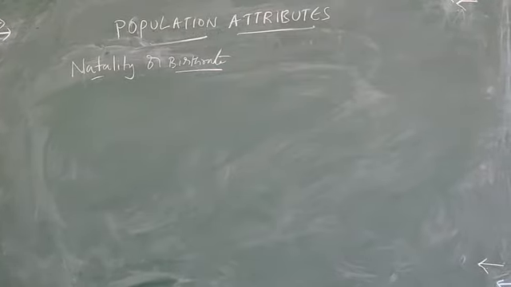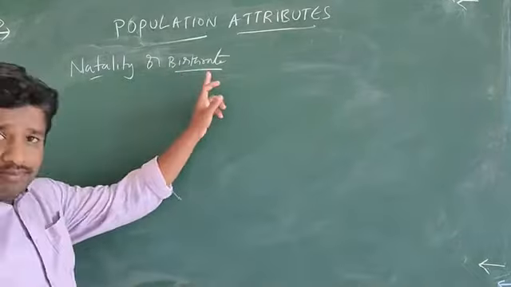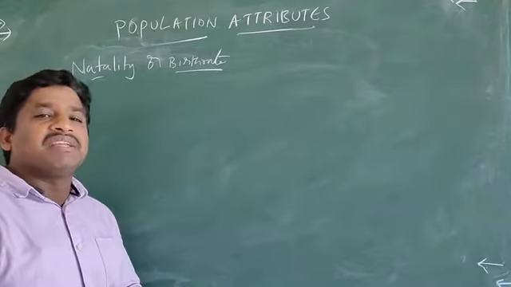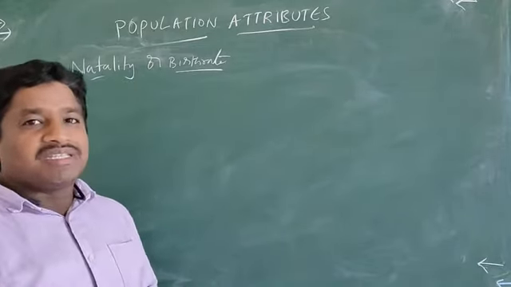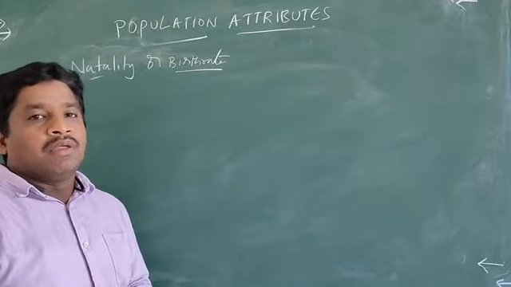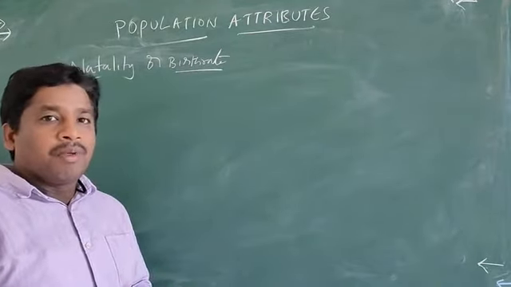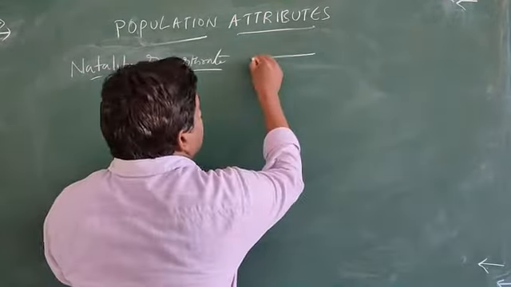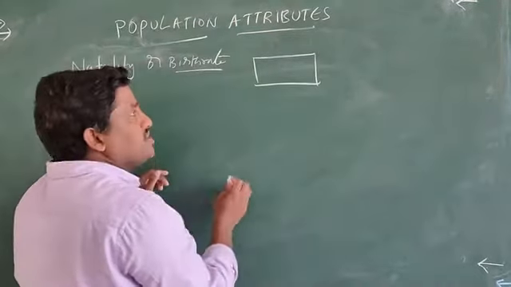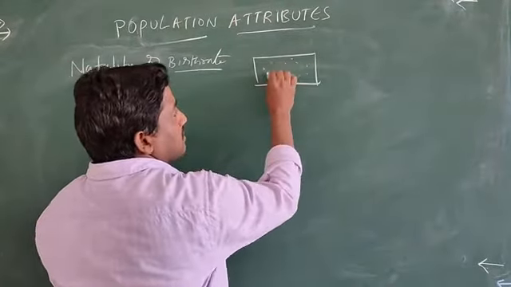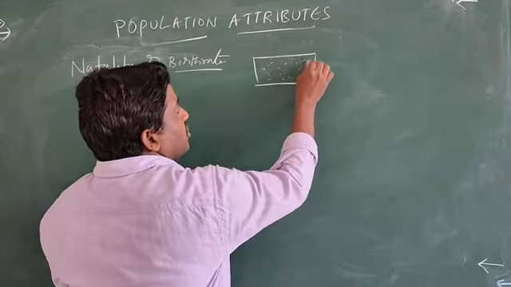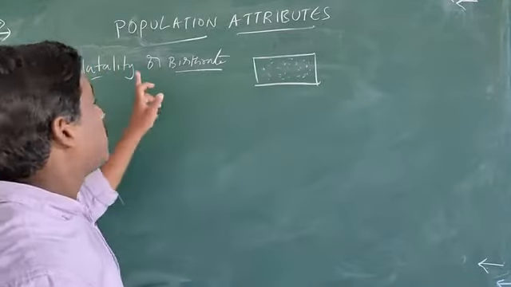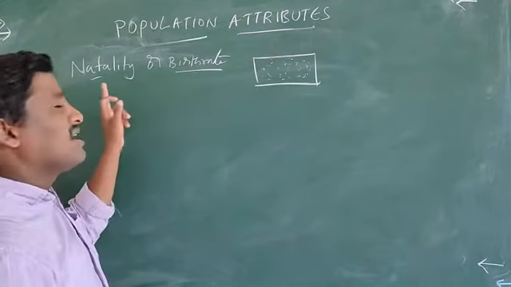Next, the first one, natality or birth rate. What is meant by natality? Natality means the number of individuals produced in a unit time per unit population. In a unit of population, the number of individuals produced in a given time, per unit population, we call the birth rate or natality.